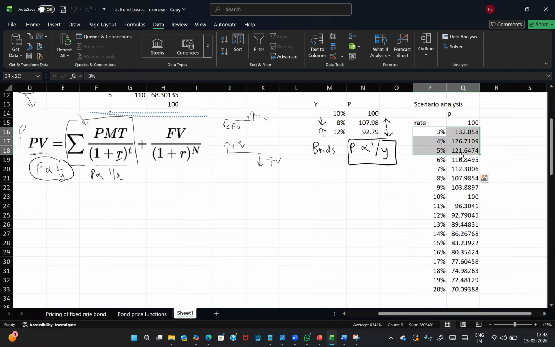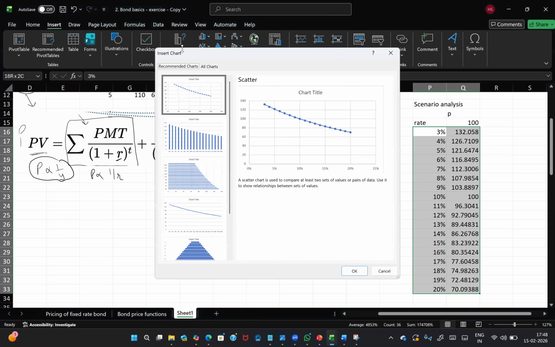And if I now want to find the price-yield relationship of this bond, I will select the X variable, which is the rate, and the Y variable, which is the price. If I want to graph price-yield, in the fixed income world it is always given as price versus yield. Price is on the Y axis, yield is on the X axis. And that's what I'm going to do here. I can just go on Insert and insert a chart.